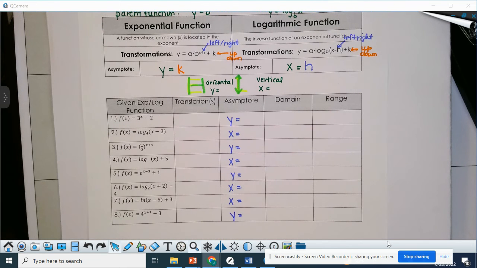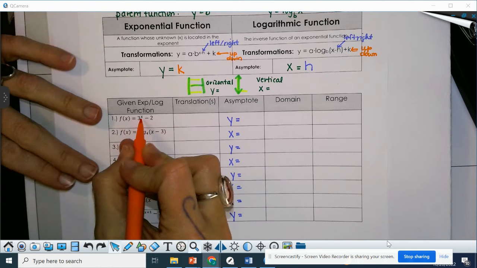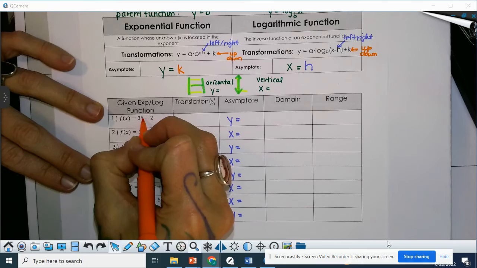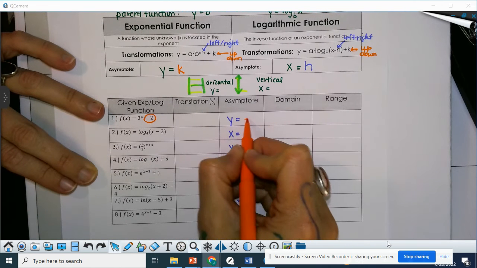And then from here, we're going to go back and look for our k and our h values. So looking at the first one, y equals means y equals k, because it's going to be a horizontal asymptote. And so we're going to look for the k in this function. That means not attached to the x, but out here. So that means minus 2.